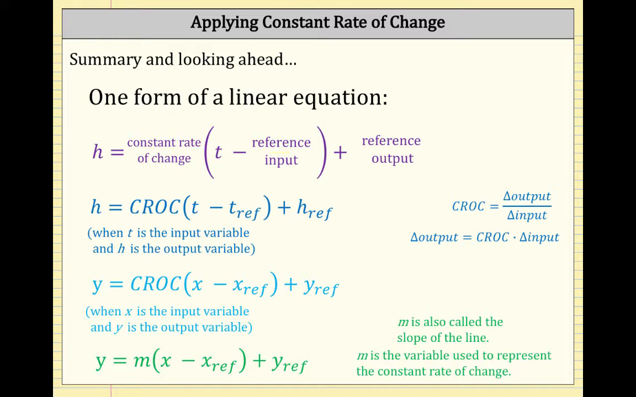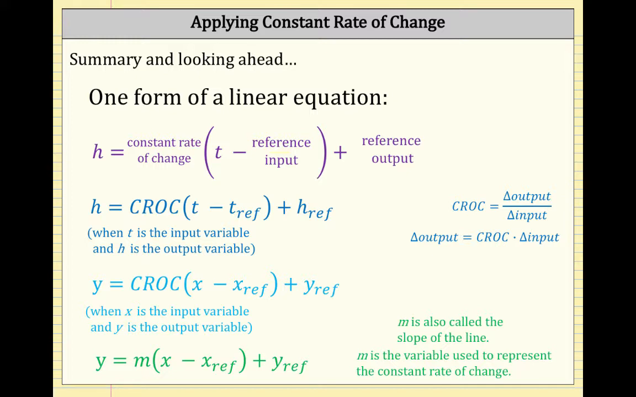But the number that's used for m and the number that corresponds to the CROC, which is the constant rate of change, are the same number. It's just two different perspectives which lead to the same number. M is used more for geometric contexts. CROC is more used for application type problems. But the number will be the same, and the process used to determine it will be the same as well.